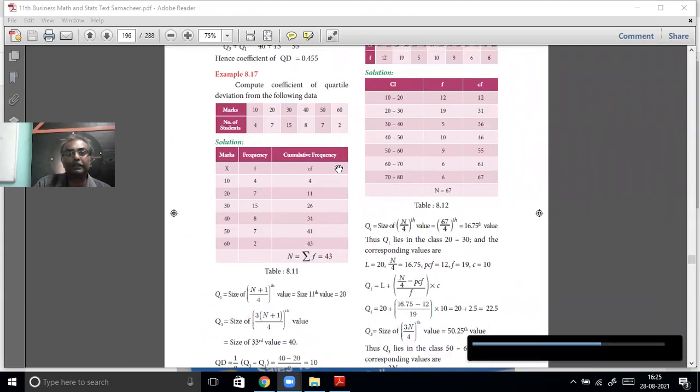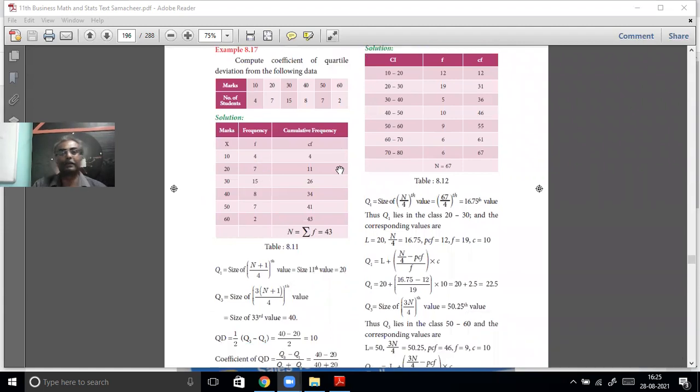Let us do example 8.17 now. Compute the coefficient of quartile deviation from the following data. Marks and frequencies are given. X is given, F is given. So, what you have to do in this case is find the cumulative frequency. The data is tabulated, already given.